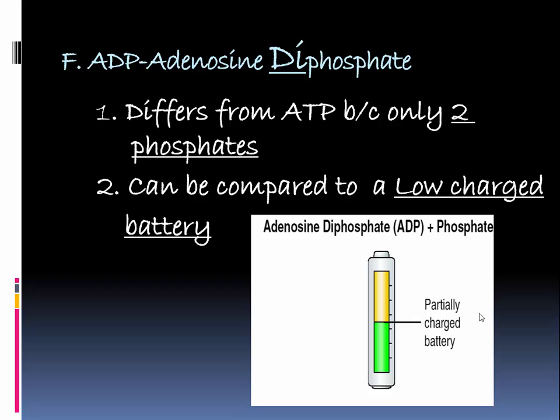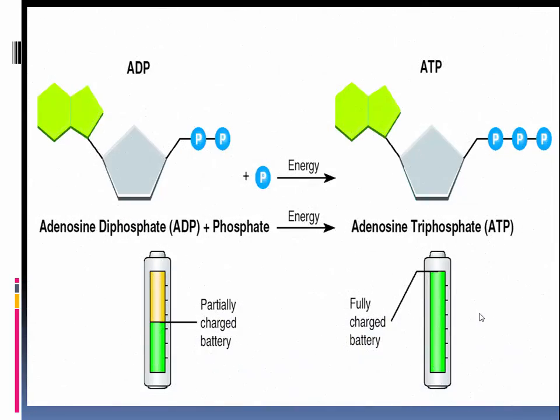So all we have to do is add on another phosphate to charge that battery back up. It's like plugging your phone in. So we have ADP going to ATP. If we add that extra phosphate molecule here, we'll be able to get ATP. And there's this cycle that happens within our cells as our cells use up an ATP molecule.